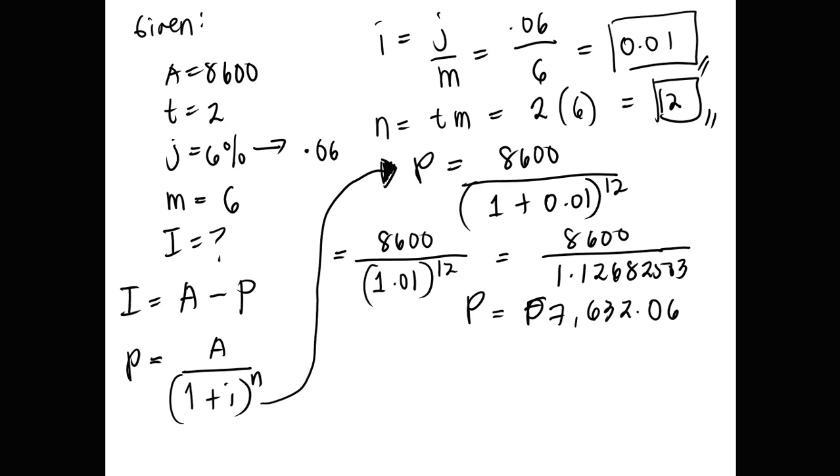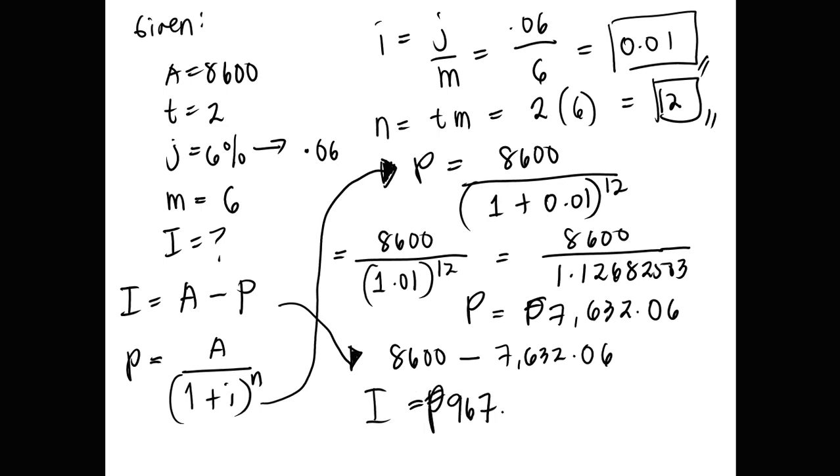But in this problem, we are solving for the interest. So, after makuha si principal amount, kunin si interest. So, formula po ng ating interest, we have future value minus the principal amount. So, future value is 8,600 minus the principal amount. We have 7,632 pesos and 6 centavos. What will be the interest? Final answer, we have 967 pesos and 94 centavos. Ayan. Okay.